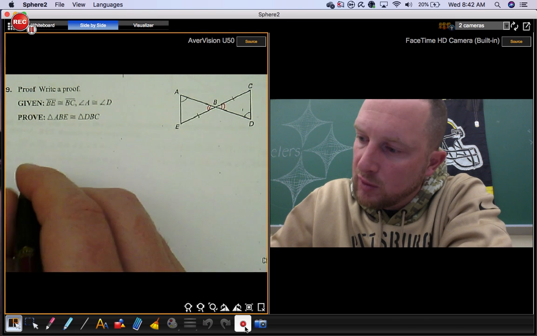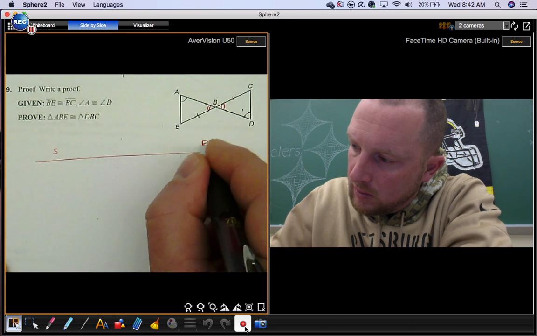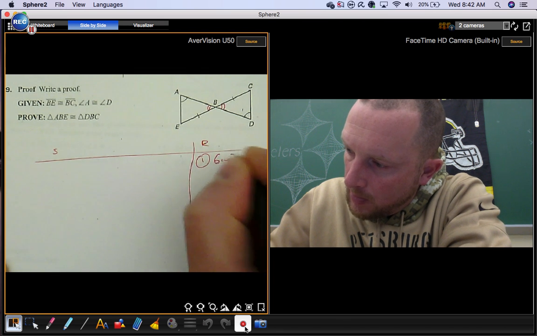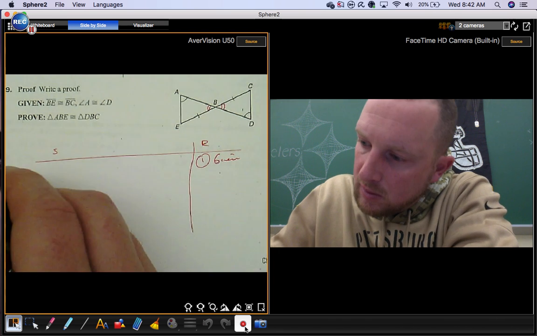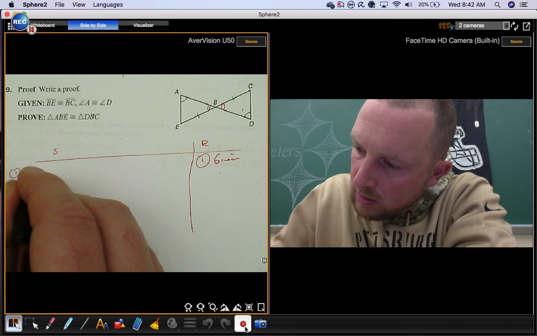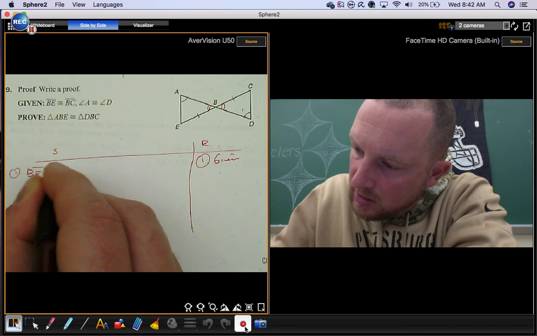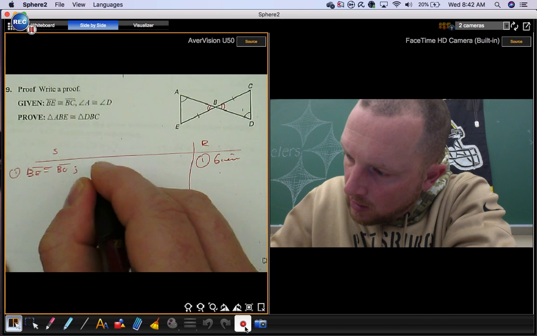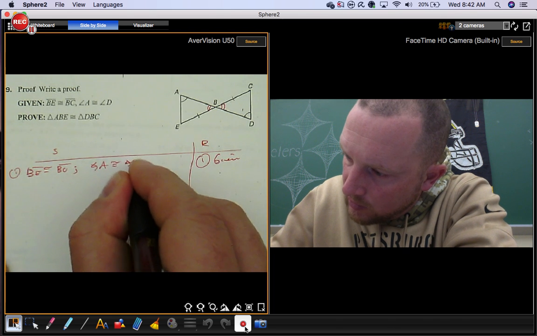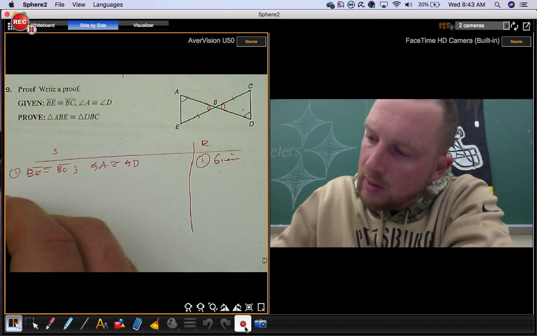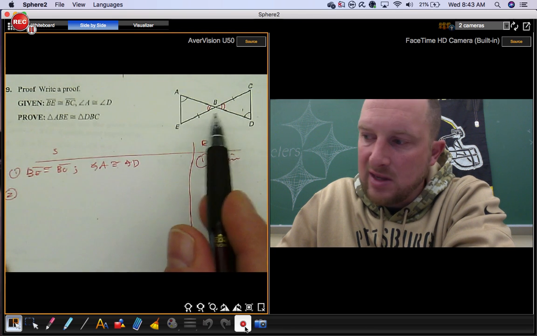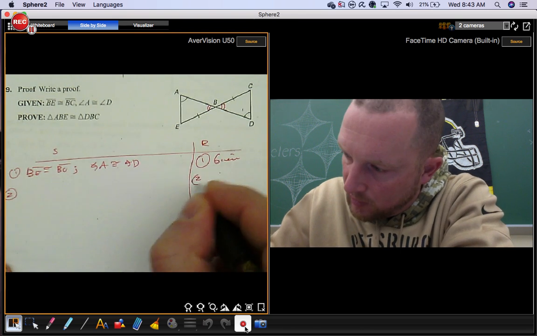Okay, so your proof would look like this. Statements and reasons. Let's state the given first. Segment BE is congruent to segment BC. Angle A is congruent to angle D. That's 2 pairs of congruent parts. Your third pair comes from here, so we're going to say that the vertical angles are congruent by the vertical angle theorem.